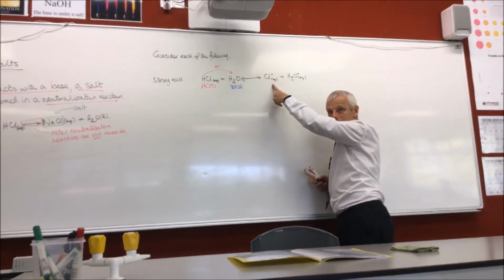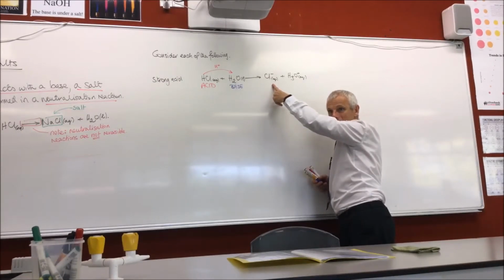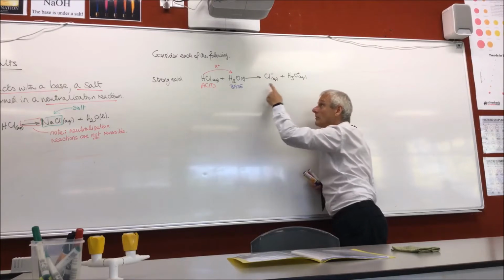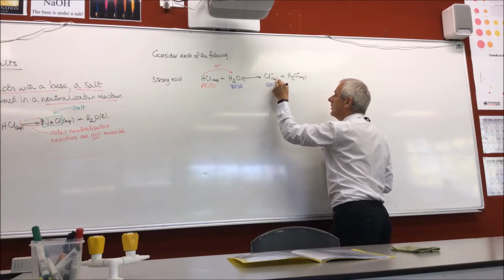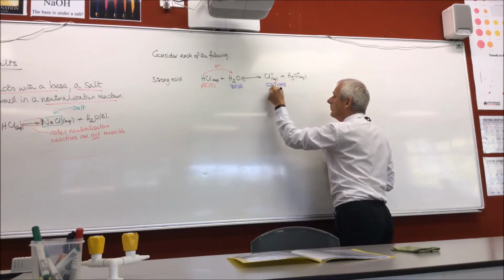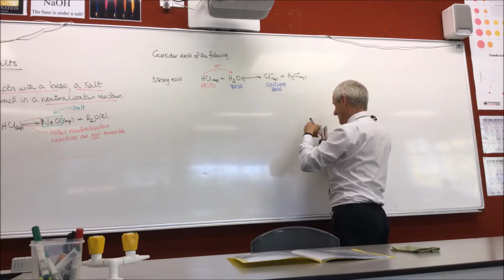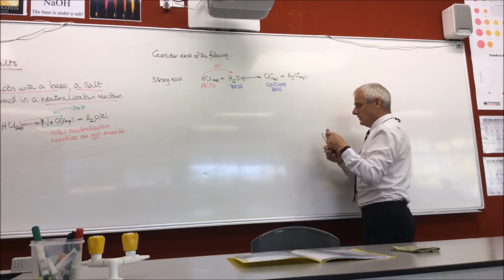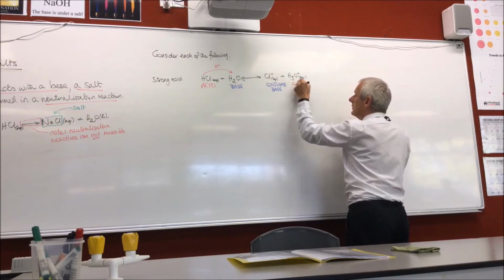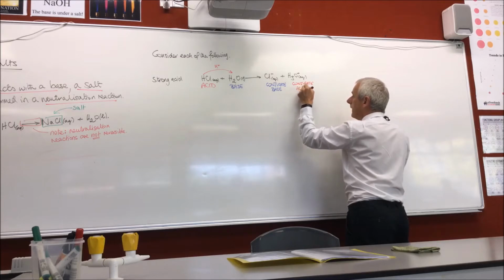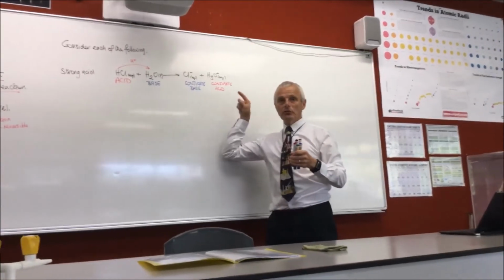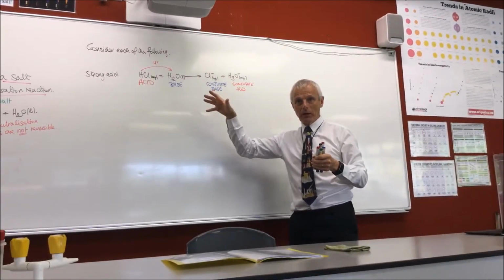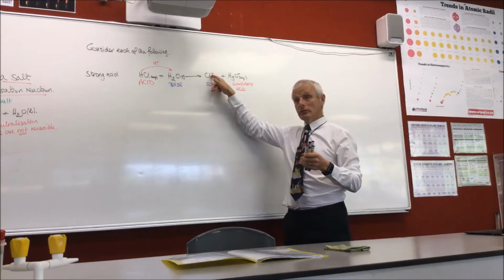Compared to that, this is the conjugate base, and this one is the conjugate acid. Now something must be happening that stops the reverse reaction. Something must stop that reverse reaction. And it's the chloride that does it.